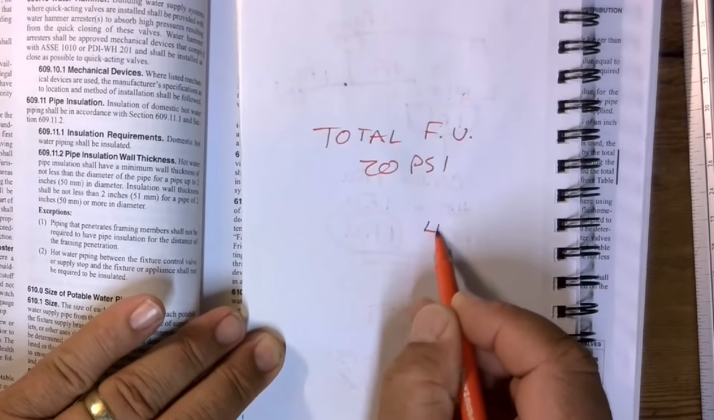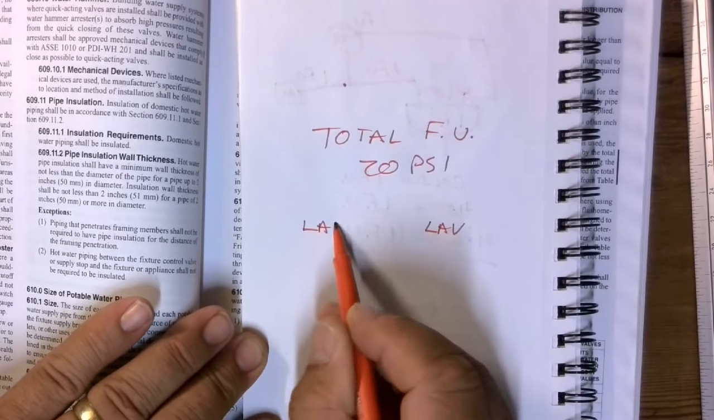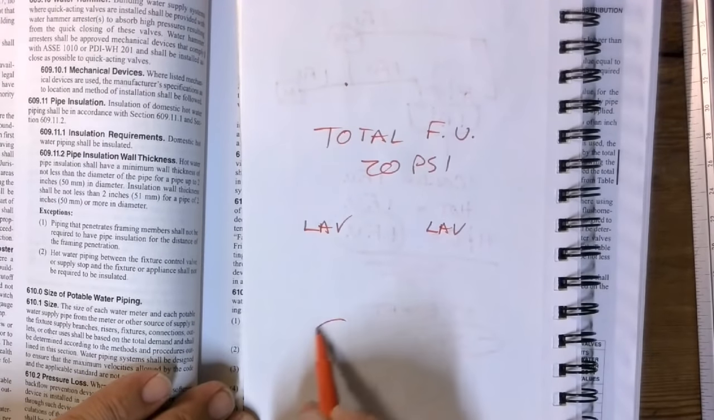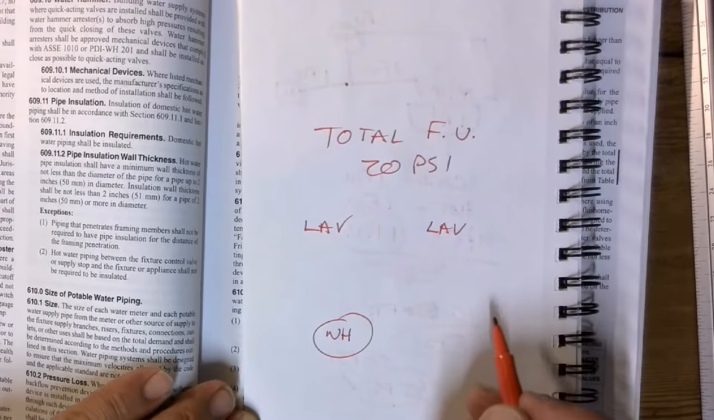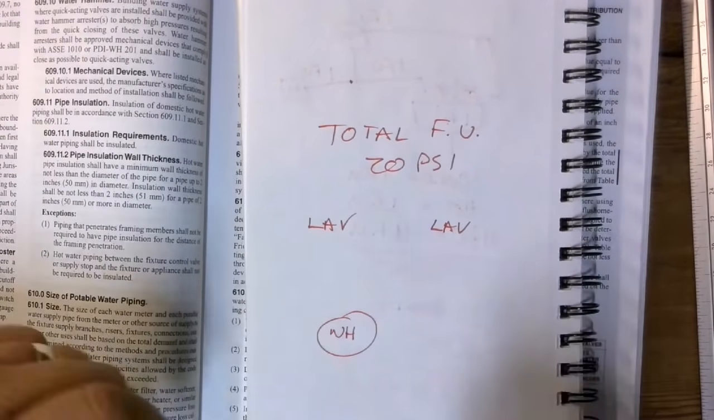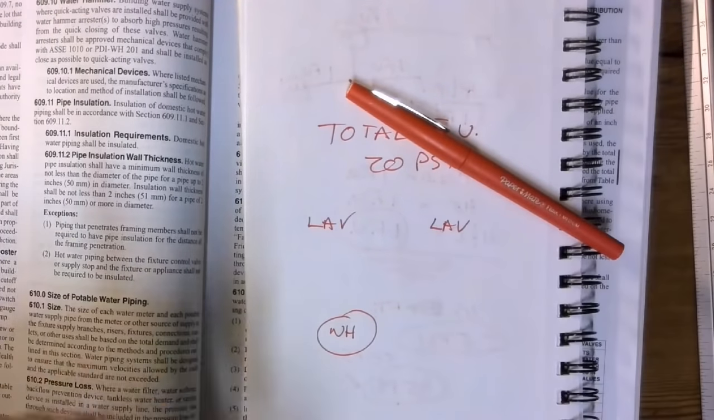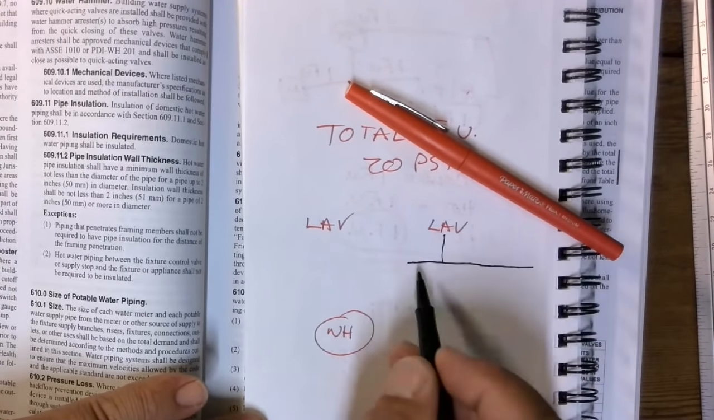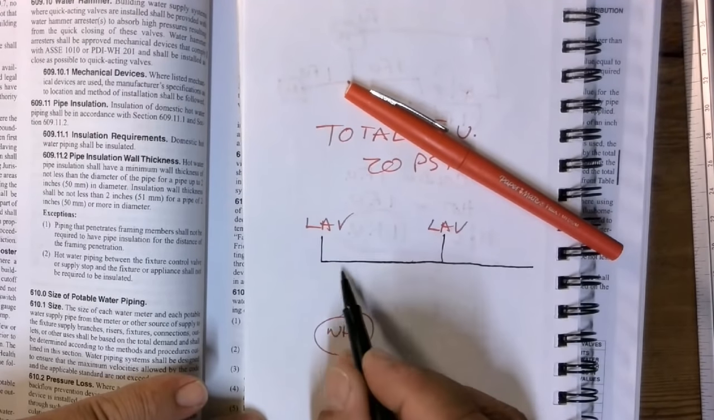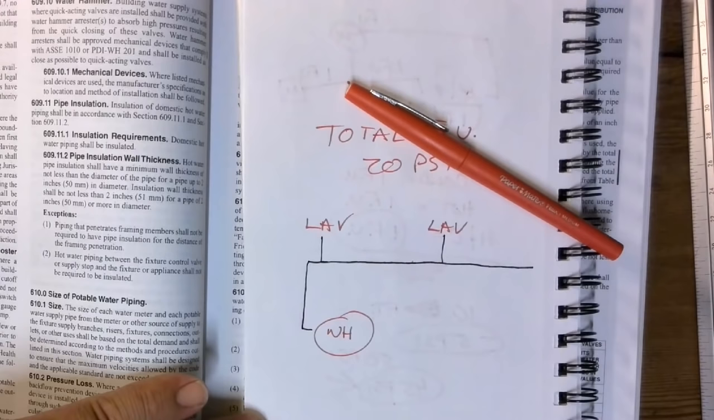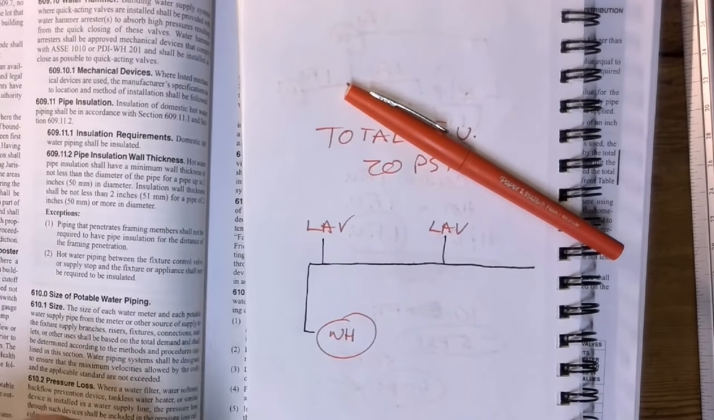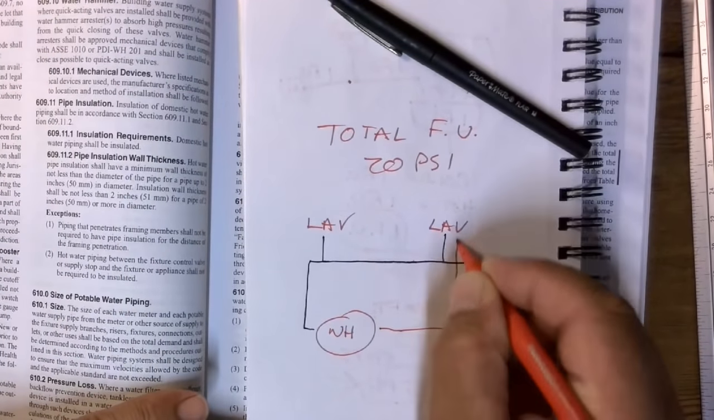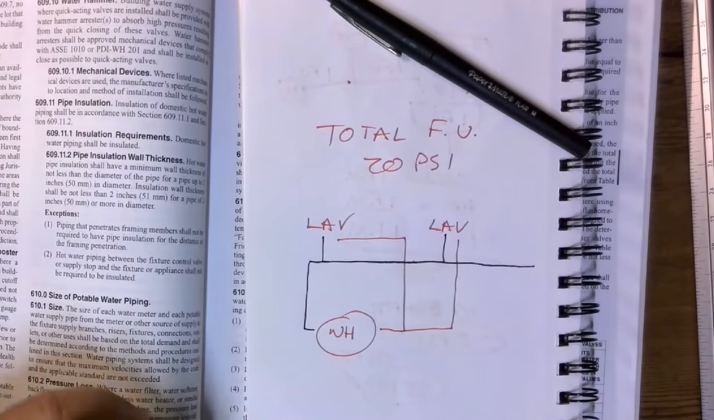So let's put it this way. You have a lav and you have another lav. We'll put the water heater over here. I have a cold line coming through, we'll use a different color pen. I have a cold line coming in, feeding that lav. We'll say we'll go this way and we'll feed this lav. But I come over here and feed the water heater. You with me so far? And then out of the water heater, I feed that lav, and I feed that lav.